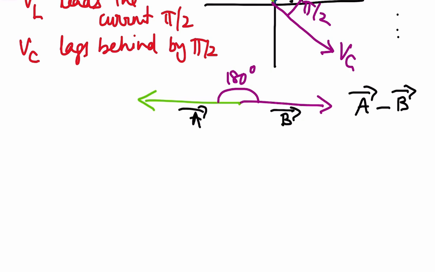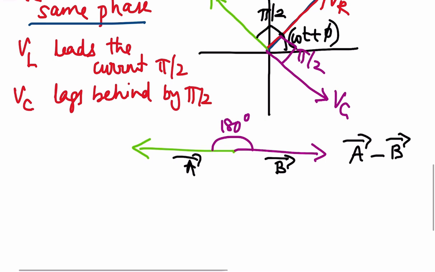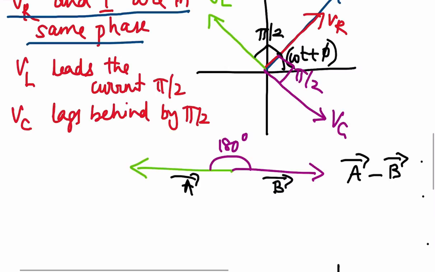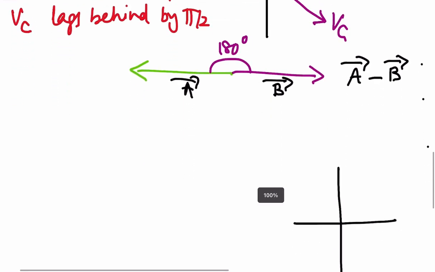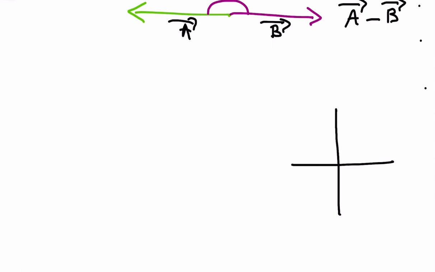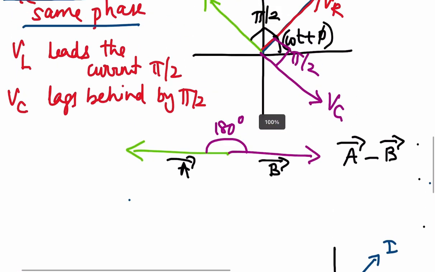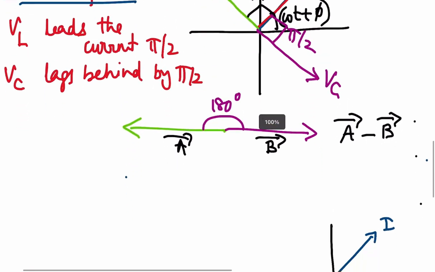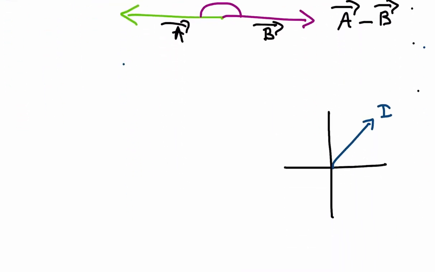So shall we start? Let us do it very carefully. Now I'll draw it here just for your reference. This is the current. This is the voltage across resistance, and this is the voltage across inductance, and this is the voltage across capacitance. Now we want to combine them.